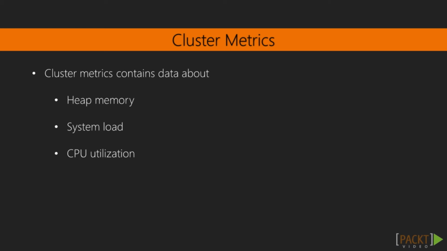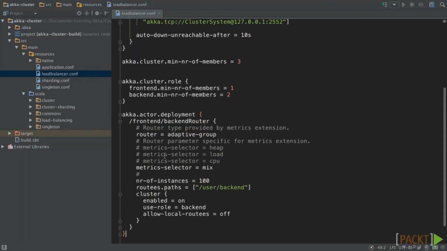Now, let's add a load balancer to our example. First, let's add the configuration for our router, which is similar to other routers, but with additional configurations. We will define something known as the metrics selector, where we will use a mix technique that works based on heap load and CPU data. We will define the cluster configuration.